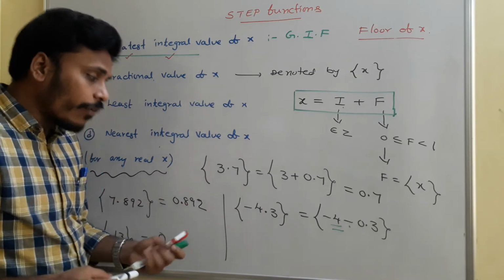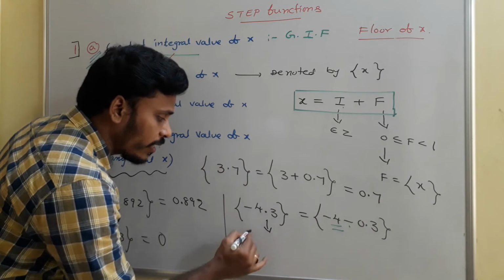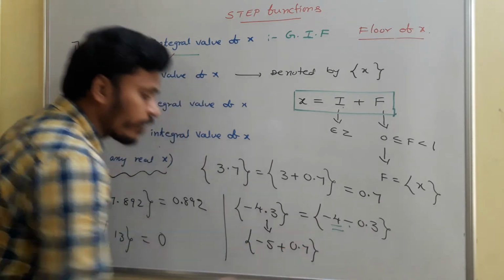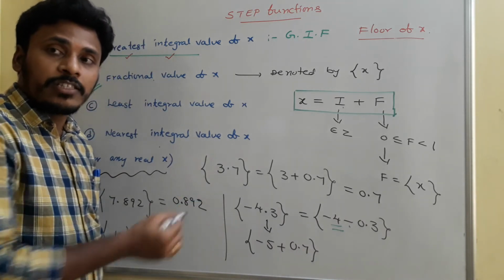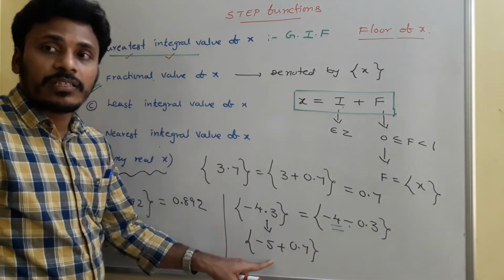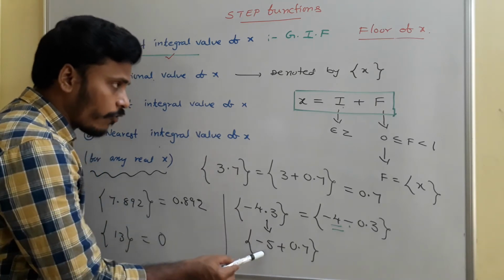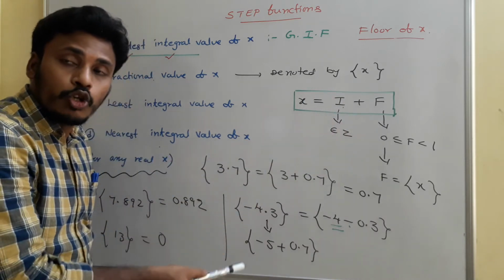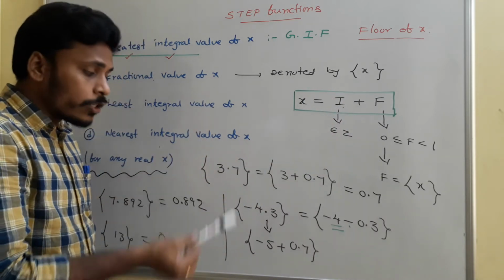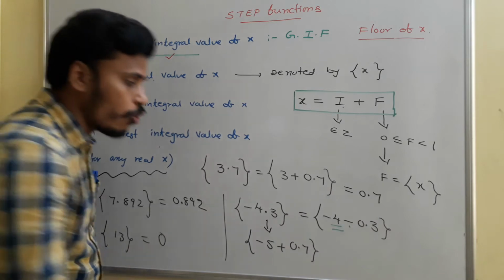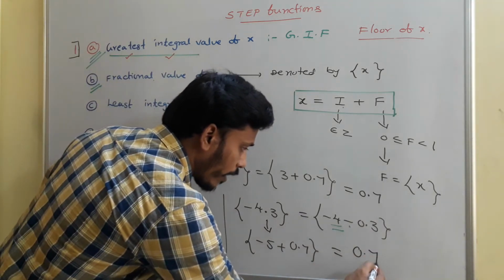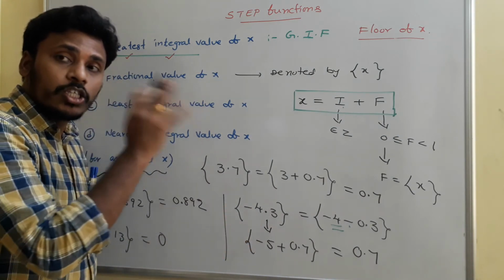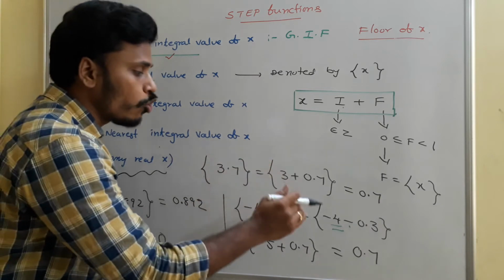So I will express this minus 4.3 as minus 5 plus 0.7. Now it is satisfying the standard representation. This minus 5 is the integer, 0.7 is the fractional number, and 0.7 is in between 0 and 1. So the fractional value of minus 5 plus 0.7 is simply 0.7. At the end, the fractional value of minus 4.3 is not directly 0.3, it is 0.7.